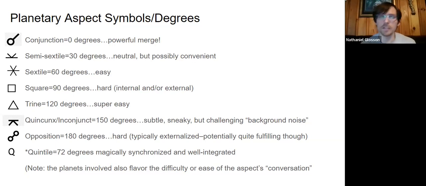The closer two planets are to being exactly on top of each other, 0 degrees, that is called a conjunction. It represents a powerful merging of those two energies coming together. The next one is a fairly minor aspect, but I'm including it because I'm going around every 30 degrees around the wheel until we get to halfway. So I've included a couple of minor aspects that I will still talk about. The semi-sextile is when two planets are 30 degrees apart, give or take a degree or two. This is a connection that's fairly neutral, but possibly convenient, and we'll talk about why later.